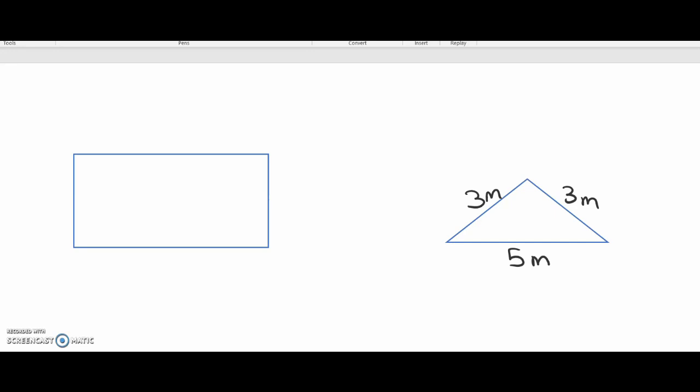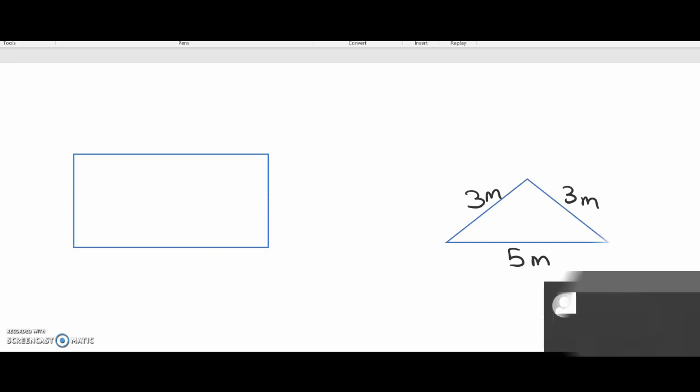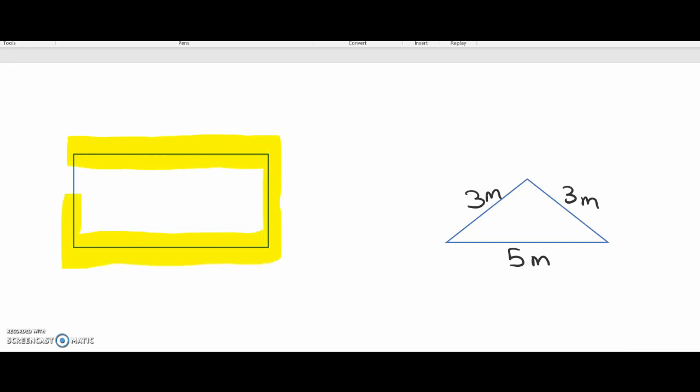So for an example, this rectangle in front of us, the perimeter is the outside of the shape. So how much length is around our shape? So we would start and we would count all the sides of our shape and calculate the perimeter.